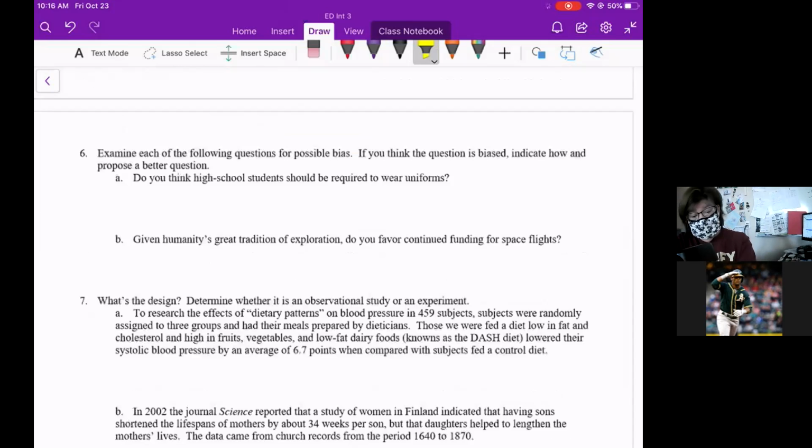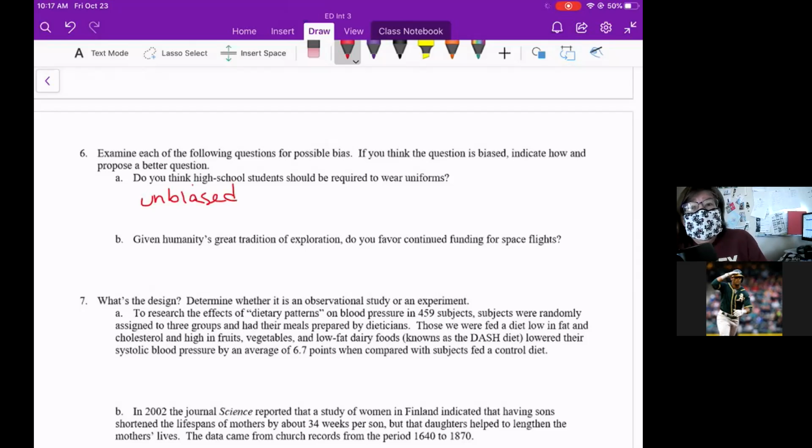Examine each of the following questions for possible bias. If you think the question is biased, indicate how and propose a better question. Do you think high school students should be required to wear uniforms? Biased or unbiased? What's influencing in this question if you said biased? What words are influencing the outcome? Is there anything? I don't really know. I didn't say. This one is pretty much unbiased. It's not using any influencing words.